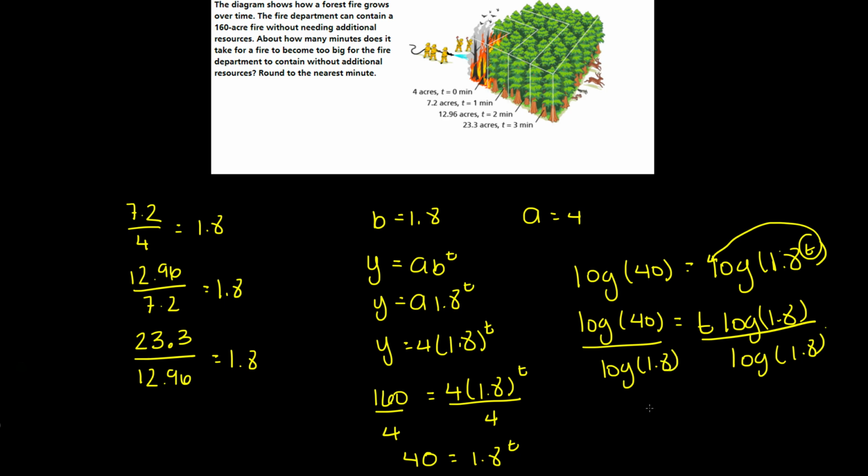And I now can use my calculator, plug these in, and then I get t is approximately 6.276. So about 6 minutes is when they probably should call for reinforcements. If they don't have the fire contained within 6 minutes, they will have to require additional resources.